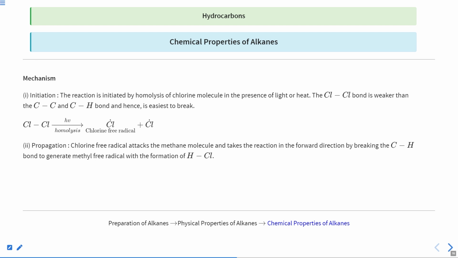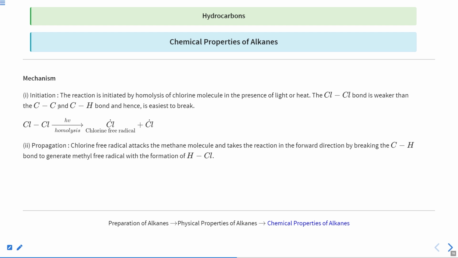So starting the reaction, we have a Cl2 molecule. Now this Cl2 molecule, in the presence of hν, gets homolyzed, or undergoes homolytic cleavage. Now what is the result of this homolytic cleavage? That results in Cl dot and Cl dot. Okay, so two Cl radicals. We get two Cl radicals.